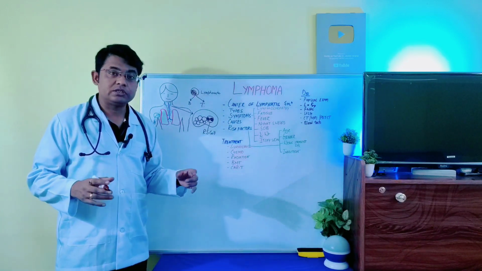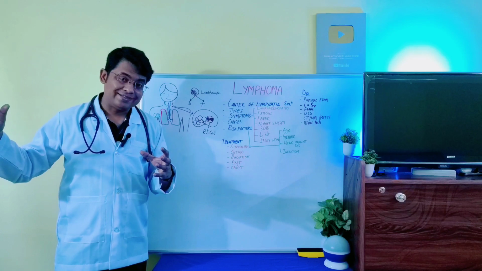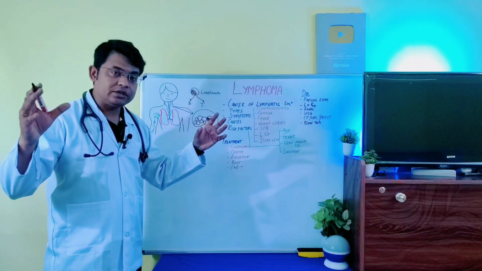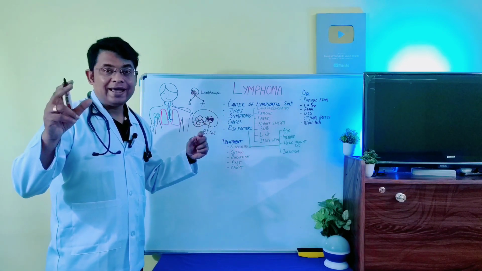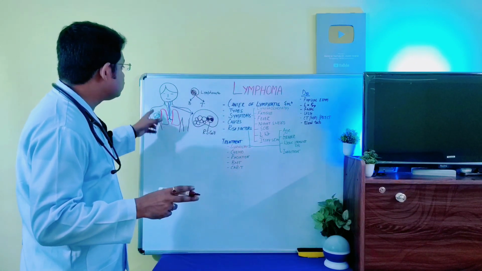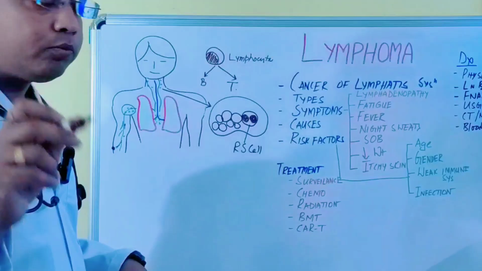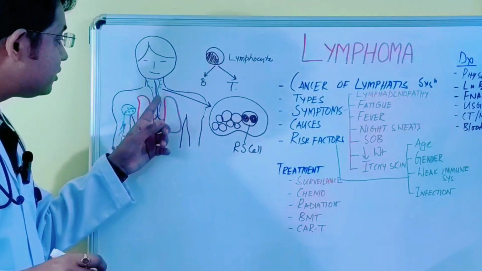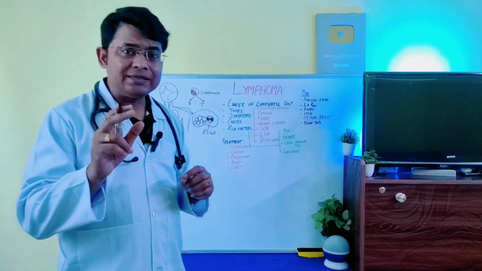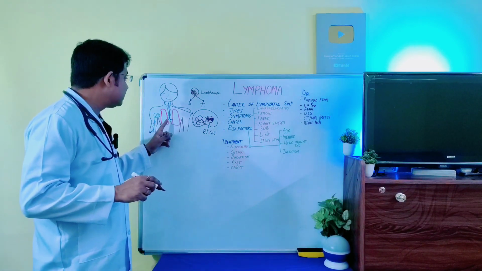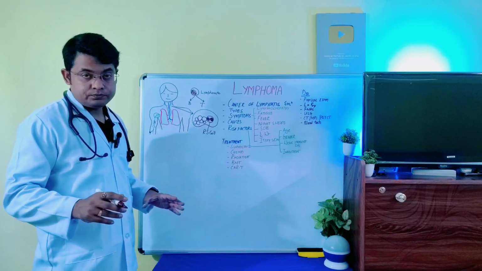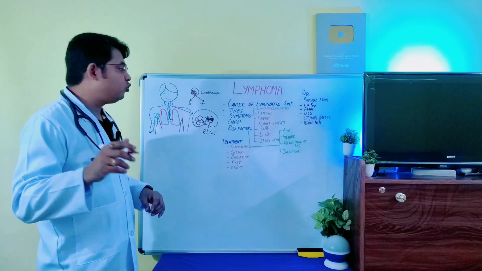So for a normal immune system, on one hand there is antibody, on the other hand there is cell mediated immunity. These two are the vital components of immune system, and this anatomical system is known as lymphoreticular system, and the key components are lymphatic vessels and lymph nodes. So if there is some primary malignancy involving these lymph nodes, this is known as lymphoma. So the primary malignancy of lymph node, that is known as lymphoma.